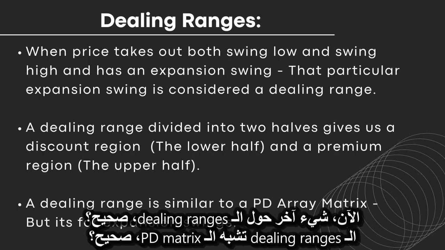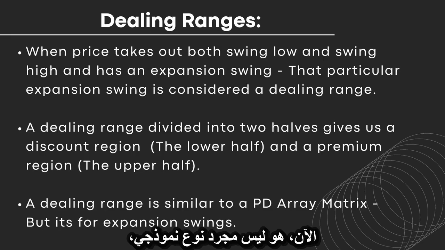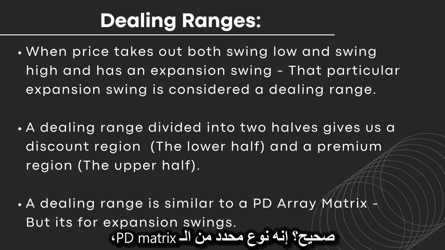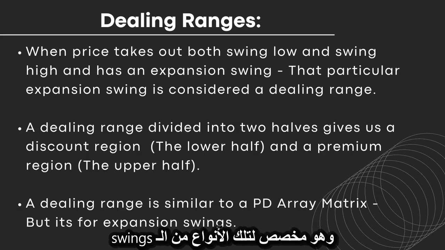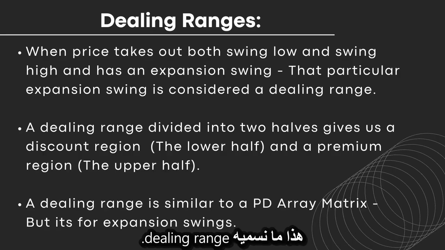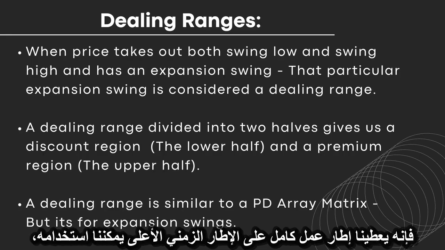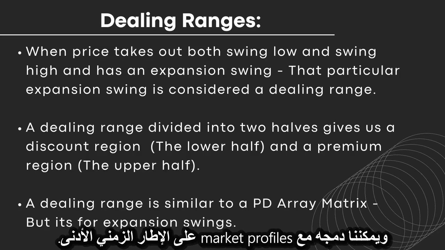Another thing about dealing ranges is that they are similar to PDRA matrices, or let's say a type of PDRA matrix. It's not just a typical type; it's a specific type of PDRA matrix, for those swings which take out both the swing low and swing high. That's what we call a dealing range, and when it is divided into two halves with premium and discount, it gives us a whole framework on the higher time frame which we can integrate with market profiles on the lower time frame.